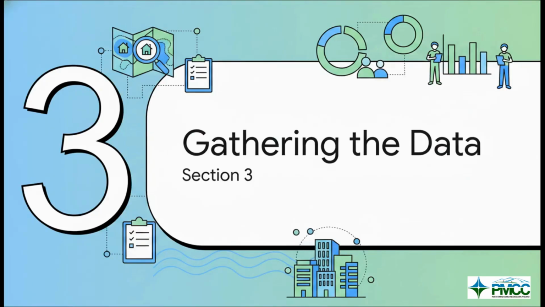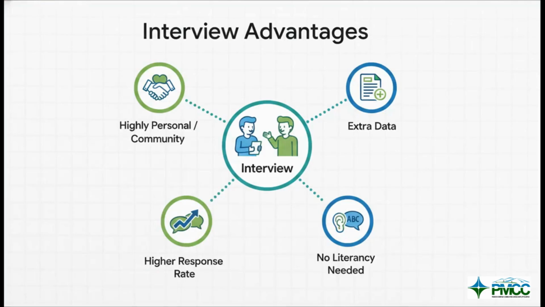Moving right along. Section 3, gathering the data. Once we've nailed down our framework, it is time to hit the field. Generally, you've got two main ways to collect this information: written questionnaires or in-person interviews. Questionnaires are great for gathering quantitative data quickly, for sure, but look at the incredible advantages of doing interviews. The interviewer can collect so much extra data through casual comments. Plus, literacy isn't required to participate, which is absolutely huge for us in rural development. It allows for on-the-spot interpretation if folks speak a different local language. You get a much higher response rate than mailing forms, and it's highly personal. The community feels truly involved.